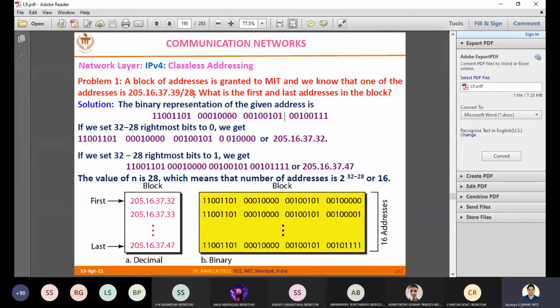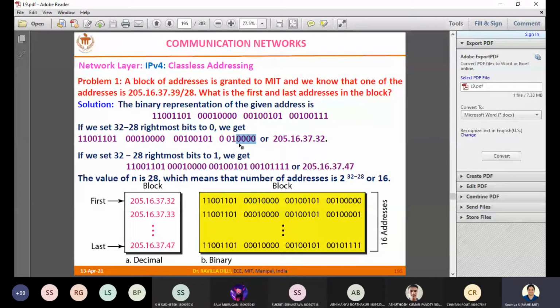So how do you find the first address? You set the first 32 minus n bits from the right side. That is 32 minus 28, which is 4 bits, isn't it? So you make the last 4 bits from the right-hand side equal to 0, right? Now what do you get? You get 205.16.37.32.